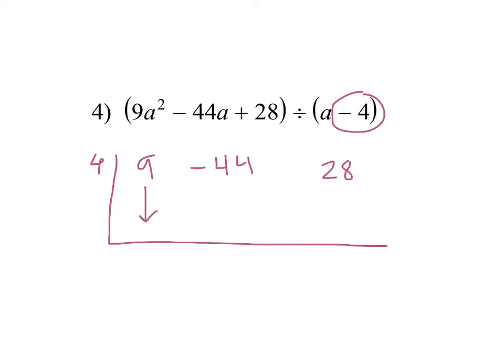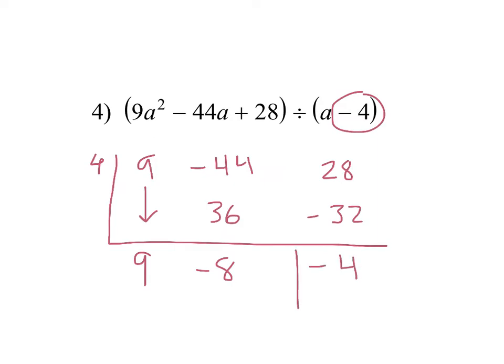So now we bring down the 9 and put it on the outside. And we multiply, and we get 36. So 36 minus 44 is -8. 4 times -8 is -32. And then we get -4.